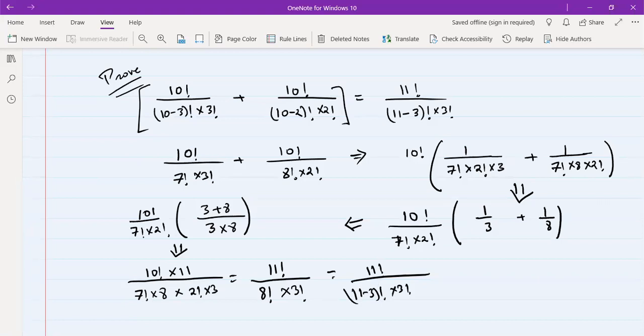Okay. So if you observe this, I can convert bigger factorial into smaller factorials, yes or no? I can convert bigger factorial into smaller factorials. One factorial is one only, right? But that's not the interesting fact.